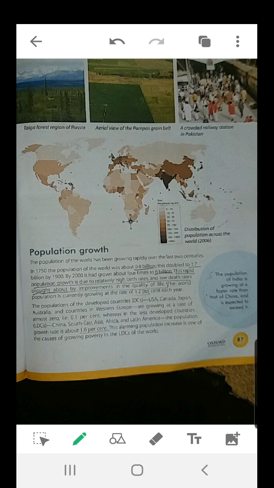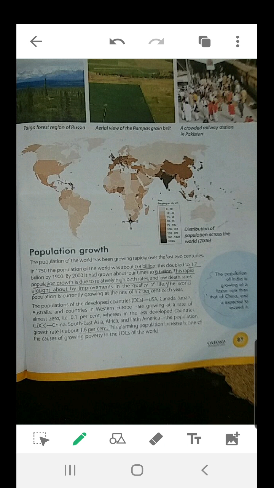This is because medication has prolonged human life. There is a low death rate and high birth rate. That's why the population is growing. The world population is currently growing at a rate of 0.2% each year.